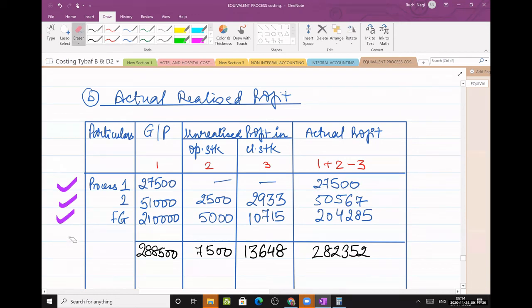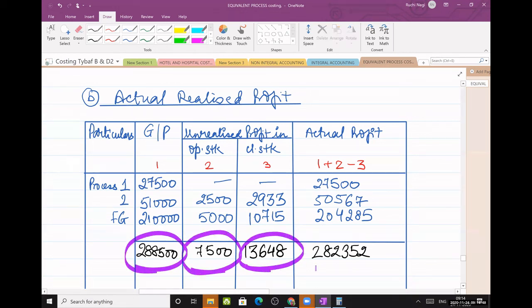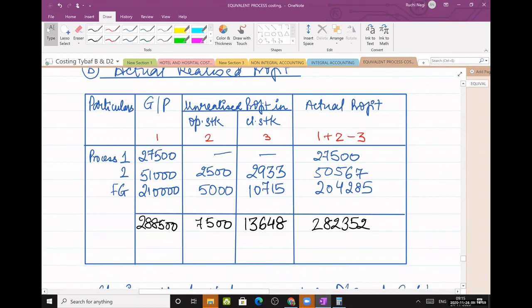Same for the last process. 2,10,000 is my gross profit. Opening stock profit is 5,000, given in the question. Closing stock profit was not given in the question. We calculated it through cross multiplication, and the difference is the actual. That's it. Then just total every column separately.